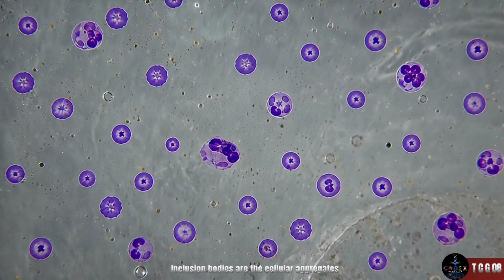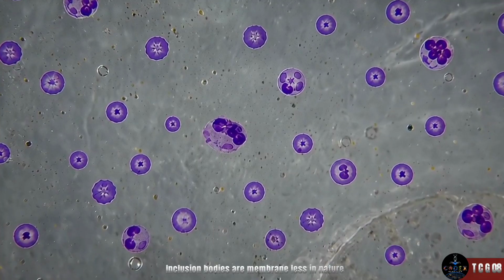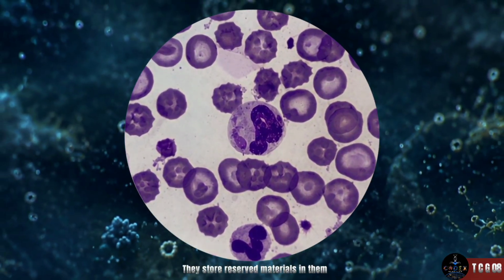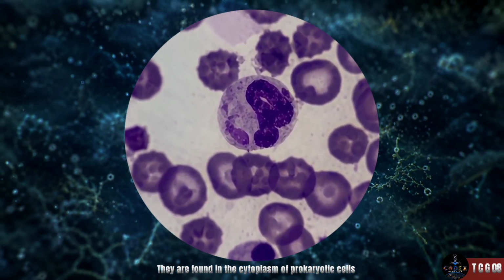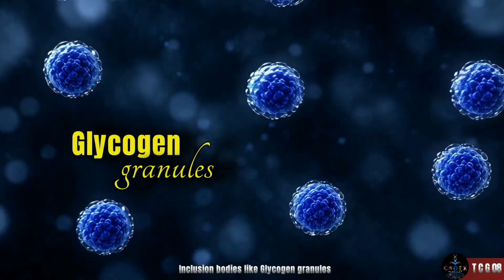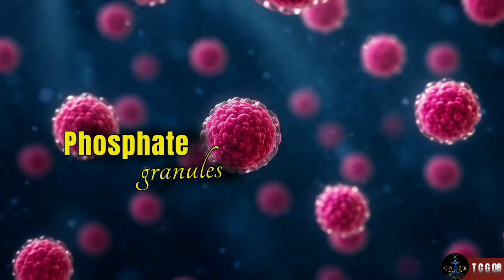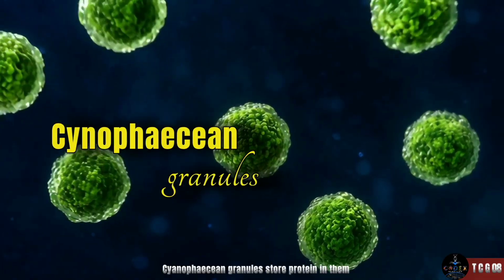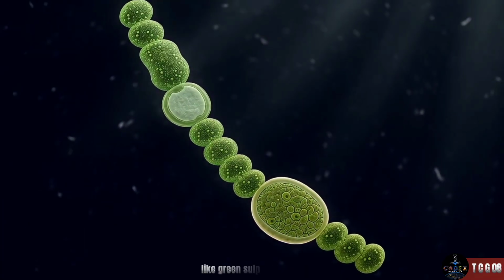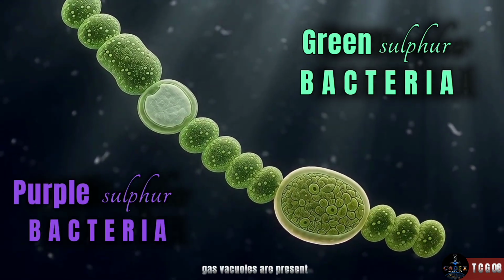Inclusion bodies are the cytoplasmic aggregates of stable substances like proteins. Inclusion bodies are membraneless in nature. They store reserved materials in them. They are found in the cytoplasm of prokaryotic cells. Inclusion bodies like glycogen granules store glycogen, phosphate granules store phosphate, and cyanophycin granules store protein in them. In photosynthetic bacteria, like green sulfur bacteria and purple sulfur bacteria, gas vacuoles are present.